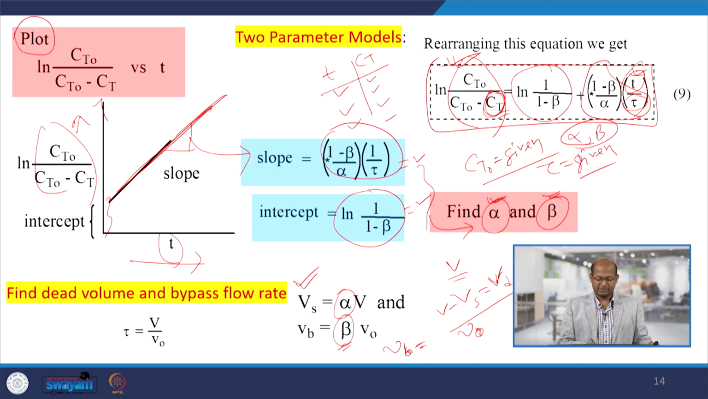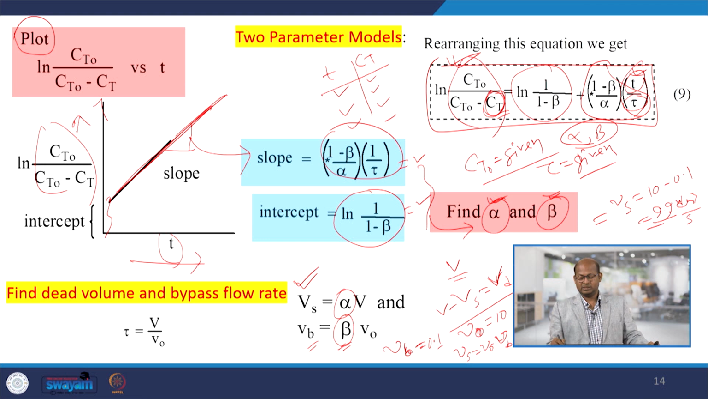So, bypassing is there, that volumetric flow rate. So, the actual, let us say this is 10, but from the system it is bypassing, let us say 0.1. So, V system equals V naught minus V B. It means V s equals 10 minus 0.1, so 9.9 dm cubed per second or whatever the unit. So, system volumetric flow would be a little bit lower than the actual volumetric flow rate.